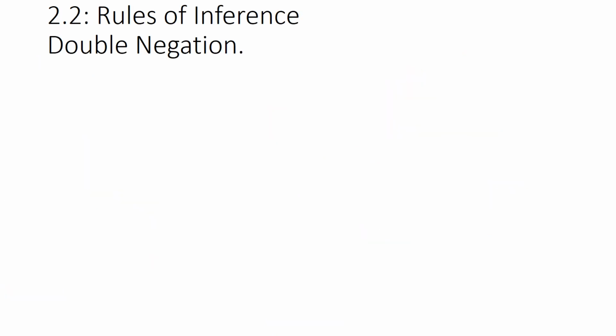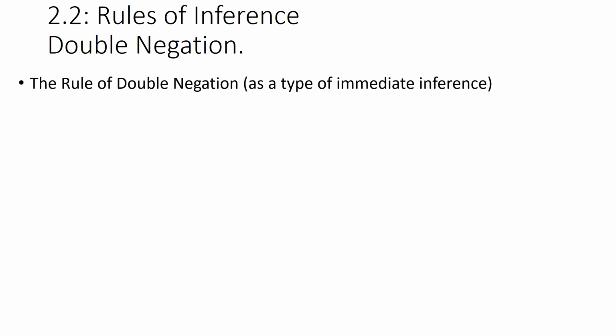Another very important type of inference is double negation. In fact, we can call this an immediate inference, in that this type of rule of inference allows us to take any sentence whatsoever and immediately infer another. We can double negate any sentence to get another sentence. Double negation is abbreviated as DN.